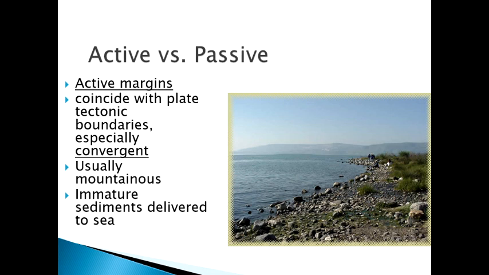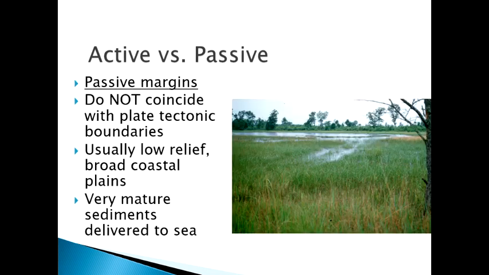Look at the picture right here. You see there's the ocean, and you see high mountains in the distance, and then there at the shore you see a lot of large clasts, including rounded ones, but a bunch of irregular, angular-shaped ones as well. So mountainous areas, immature sediments right by the ocean typically define an active margin.